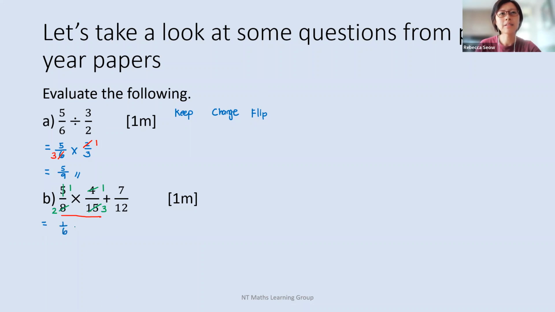Copy down, 7 out of 12. What's next? When we add two fractions together, we always make sure that the denominators are the same. So let's find the equivalent fraction of 1 out of 6, which is 2 out of 12. And here we bring it to the simplest form.